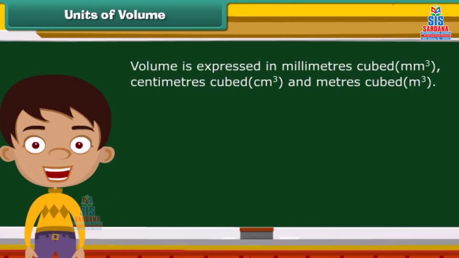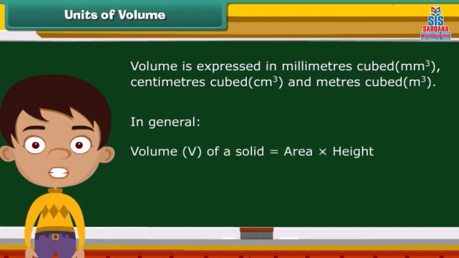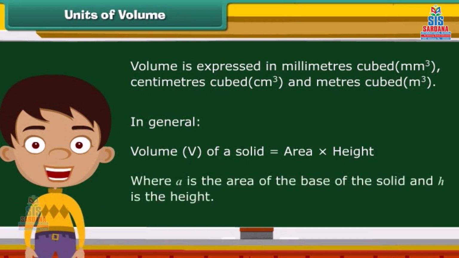Basically, volume is expressed in millimeters cubed, centimeters cubed, and meters cubed. In general, the volume, V, of a solid is given by the area of the base times the height, where A is the area of the base of the solid and h is the height. Let's learn about the volumes of different objects.